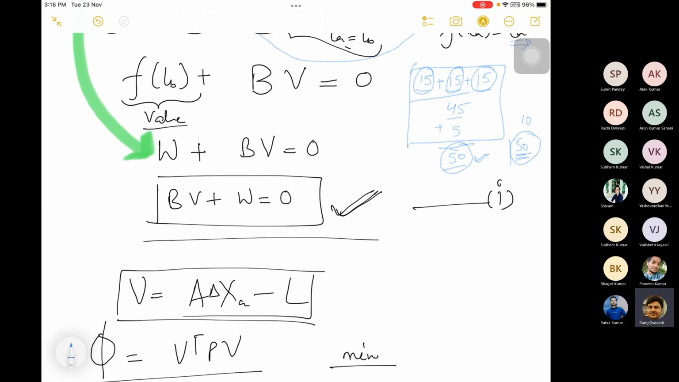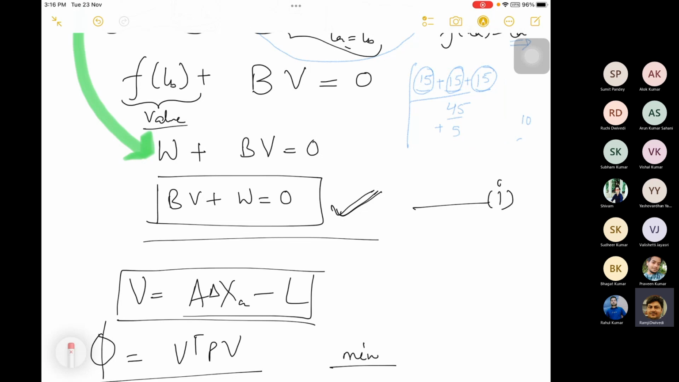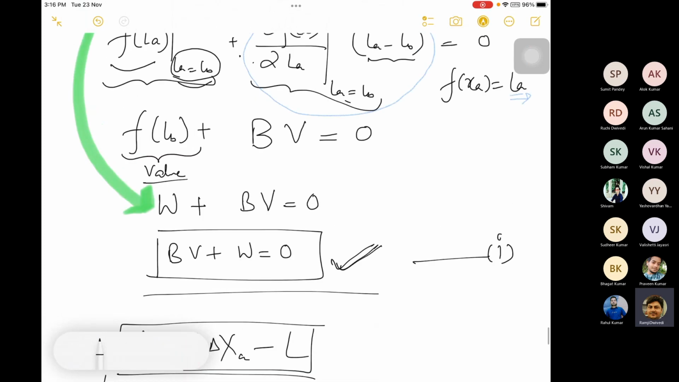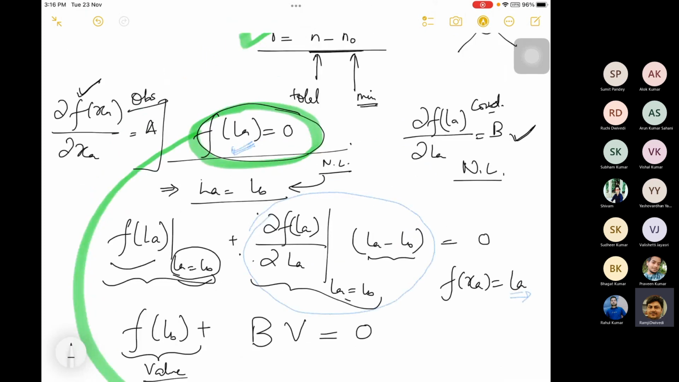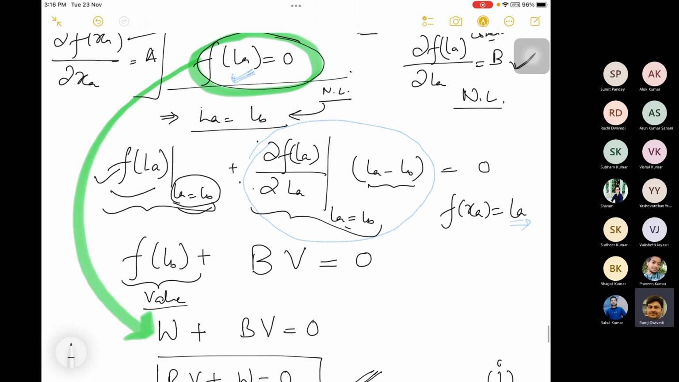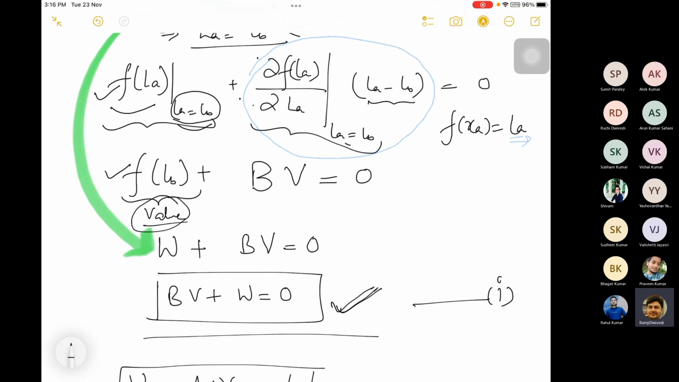Okay. So we are coming back to our discussion on the condition equation method that we were doing. In this, F(La) is equal to zero, you will linearize it, and then F(Lb) plus BV is equal to zero. Then F(Lb) is nothing but a value that becomes W. BV plus W is equal to zero is the linearized least square based condition equation model.